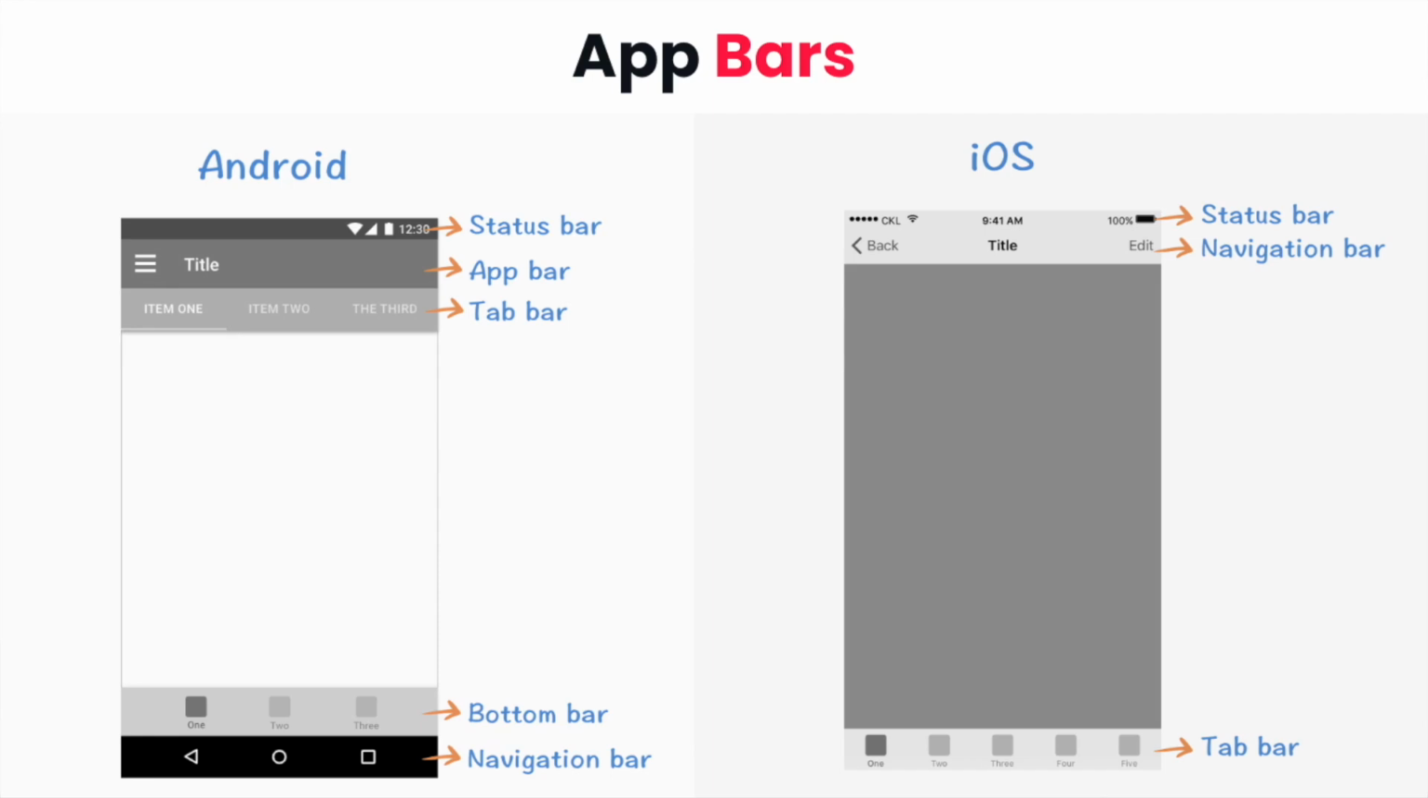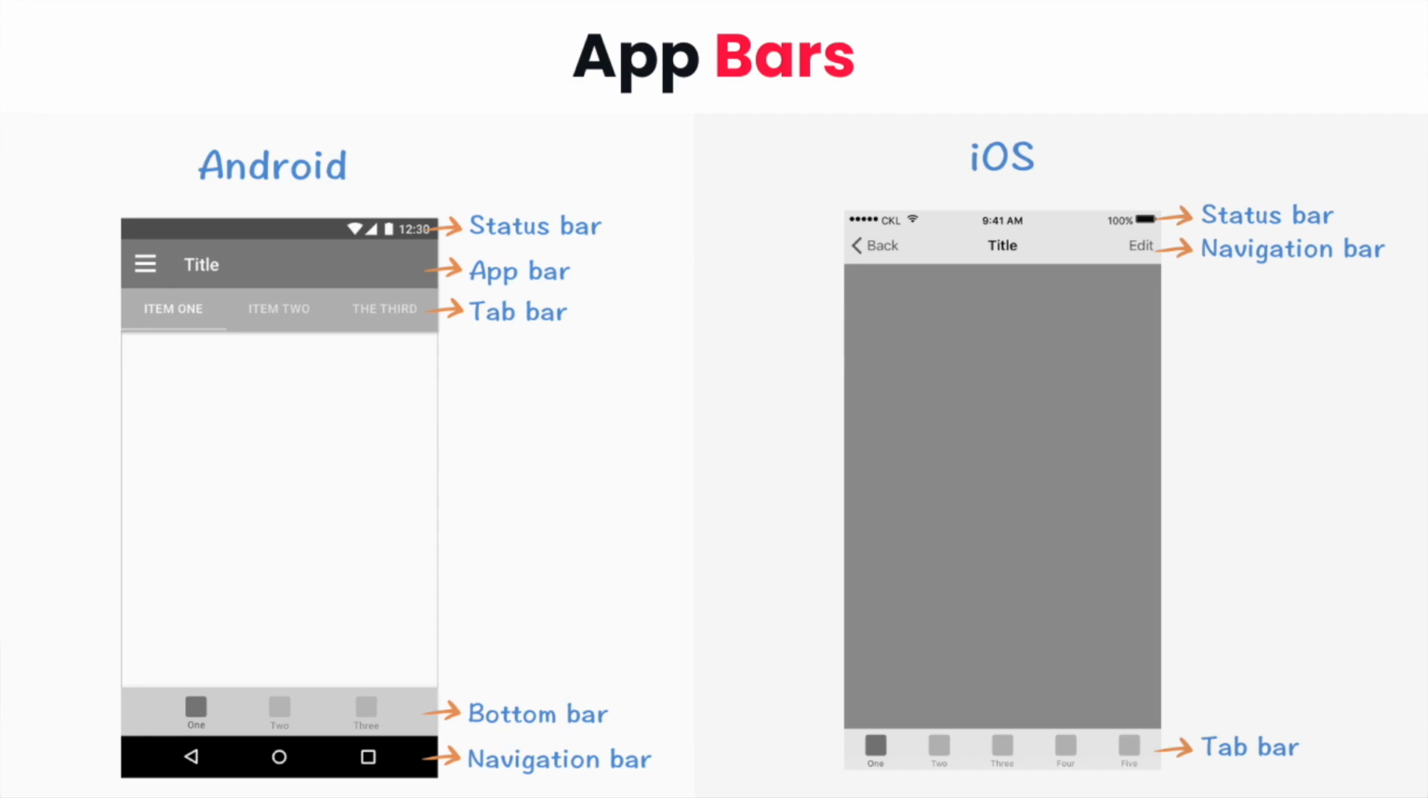Android app bar. In Android, the hamburger icon comes first and the title text comes after that. We can left align the title text or center align it. In iOS, the app bar is called the navigation bar. If you are designing for iOS, then you have to keep the navigation title text center aligned only.